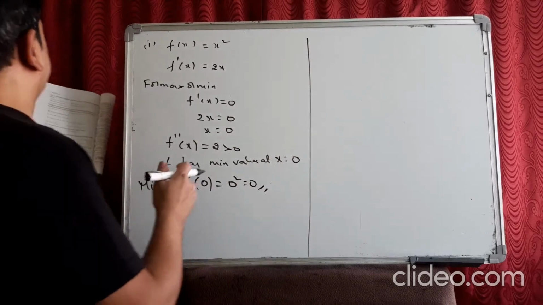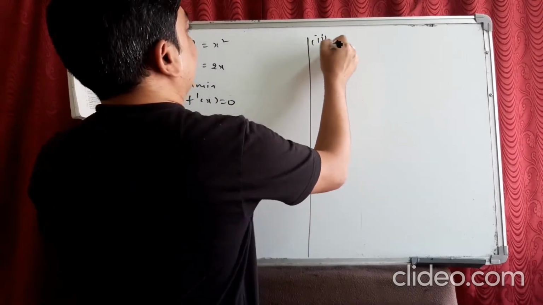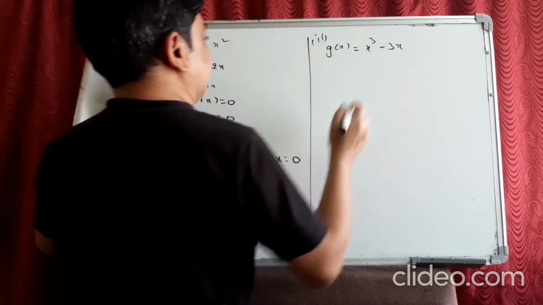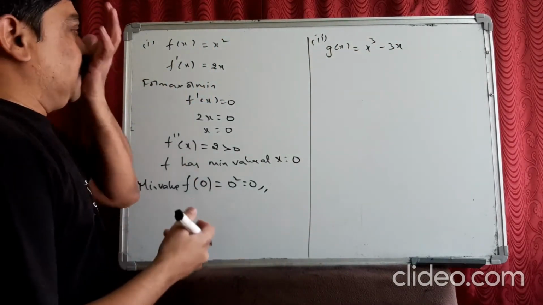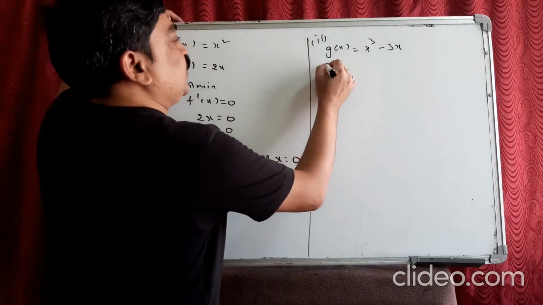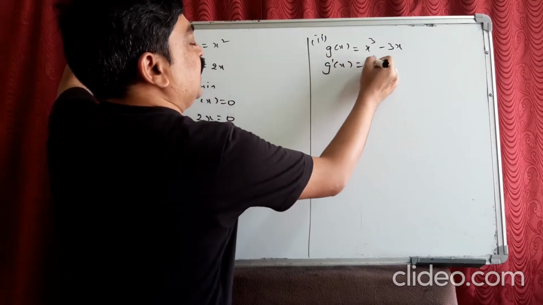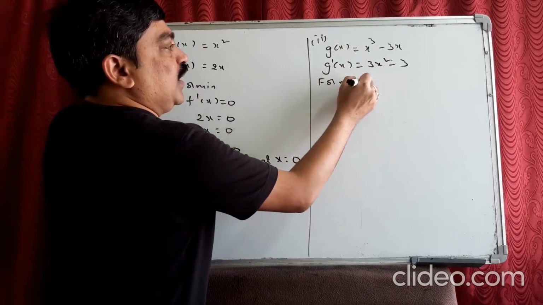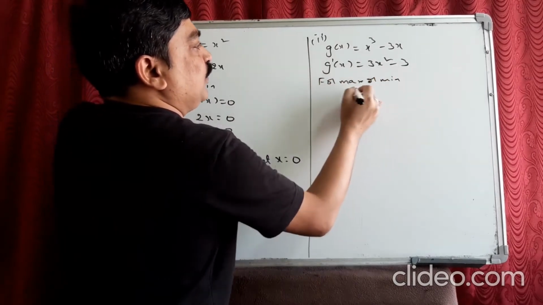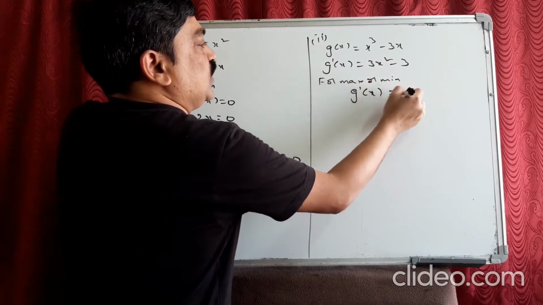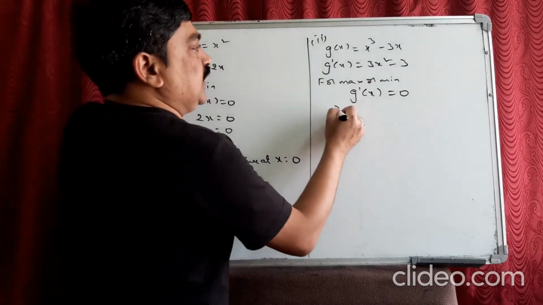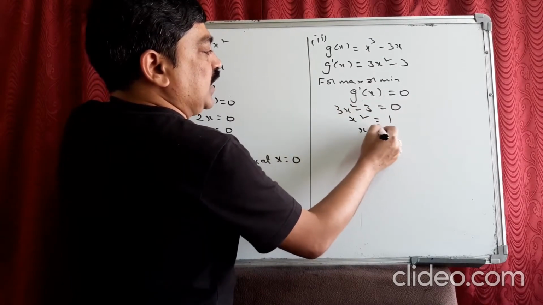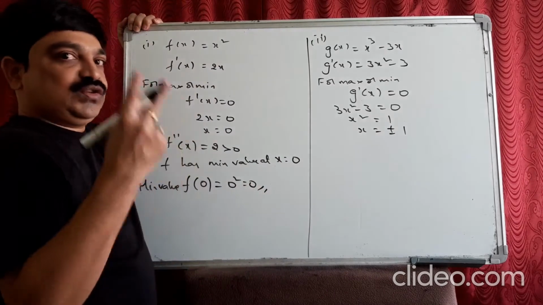Second question, g of x is equal to x cube minus 3x. So we do the same thing. Let us go with the same process. First find g dash of x. 3x square minus 3. What we know for maximum or minimum, this is the basic principle: g dash of x equal to 0. That means 3x square minus 3 is equal to 0. x square equal to 1. x is plus or minus 1. That means you got two values.